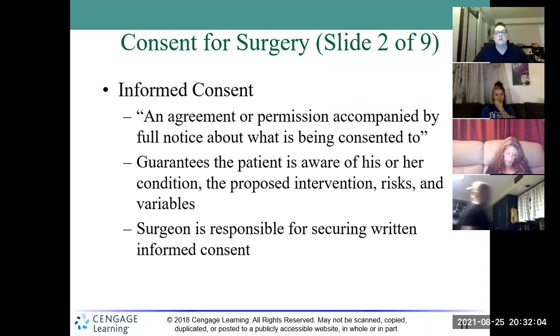So, informed consent. This is making sure that the patient is aware of what is going on. They know the proposed intervention, they know the risks that are involved and all the variables that can happen. The surgeon is responsible for making sure that the patient is aware of all of this, and or the family that is making the decisions. So just saying, here's what's going on, here's what we can do, here's what could happen, and here's all the things that are involved in this. So the surgeon is responsible for making sure that written, informed consent is secure. They won't move forward without informed consent most of the time, well, if they want to maintain their license.